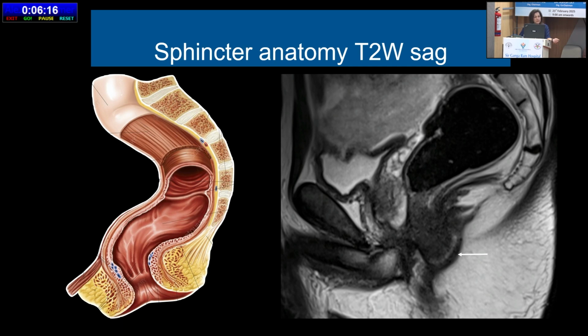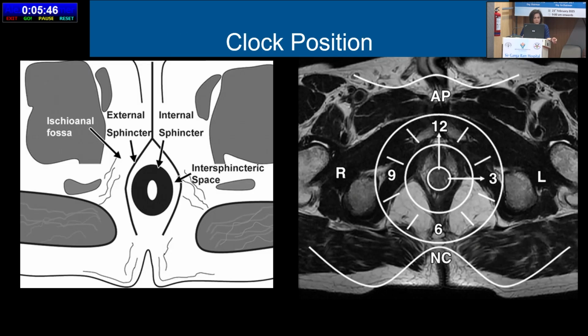Another question surgeons very commonly ask us: how far is it from the dentate line? So we really can't see the dentate line on MR. It's approximately 2.5 centimeters from the verge, but we can see the anatomy so well. So the junction where the deep component and the superficial component of the external sphincter meet, that is approximately the dentate line. So we can give you an idea how far or how away it is from the dentate line. So this is how we look at anatomy.